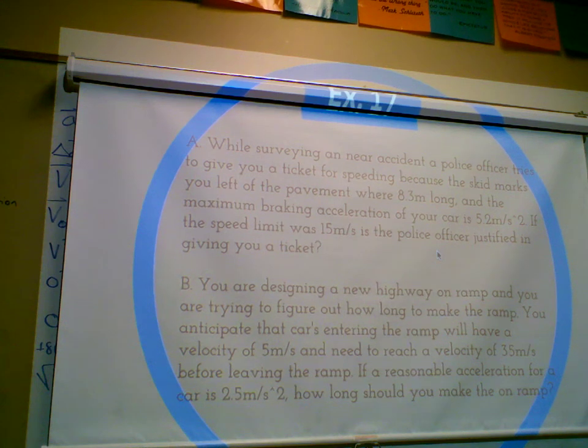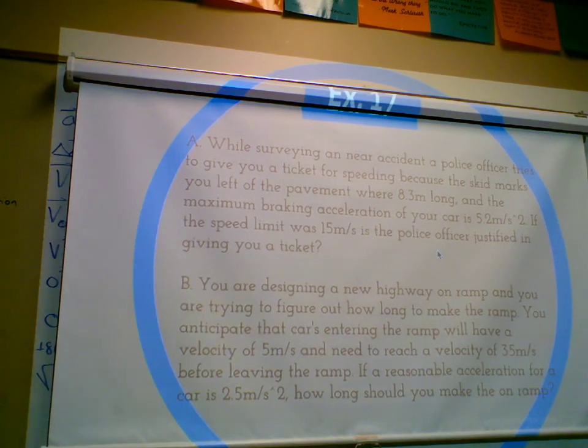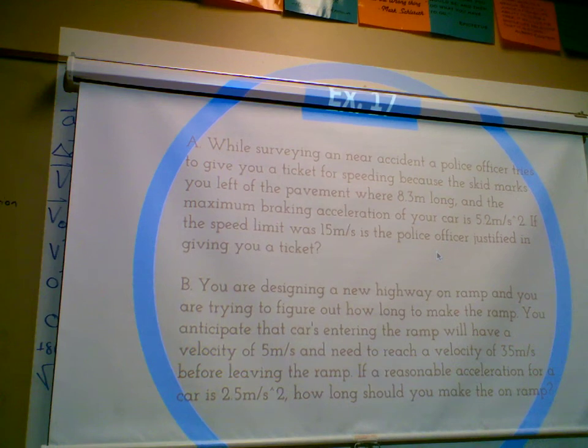So make a list. Figure out which equation to use. On the test, you're gonna have to put what the answer is.